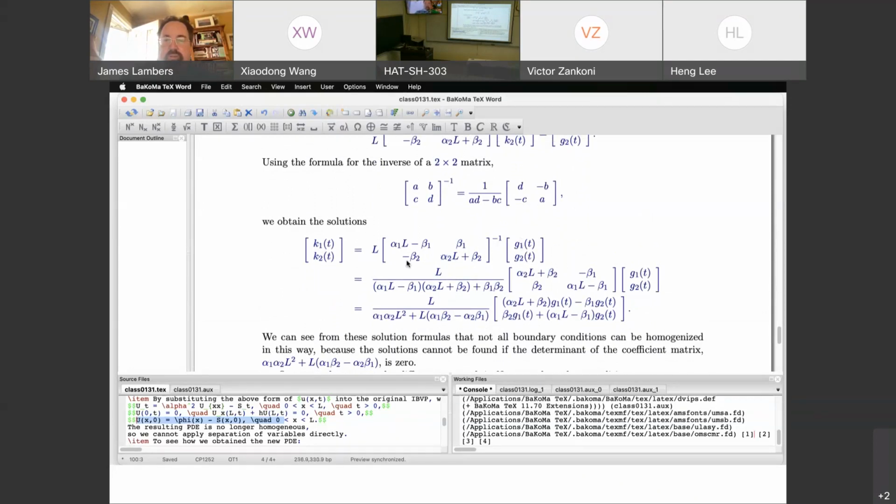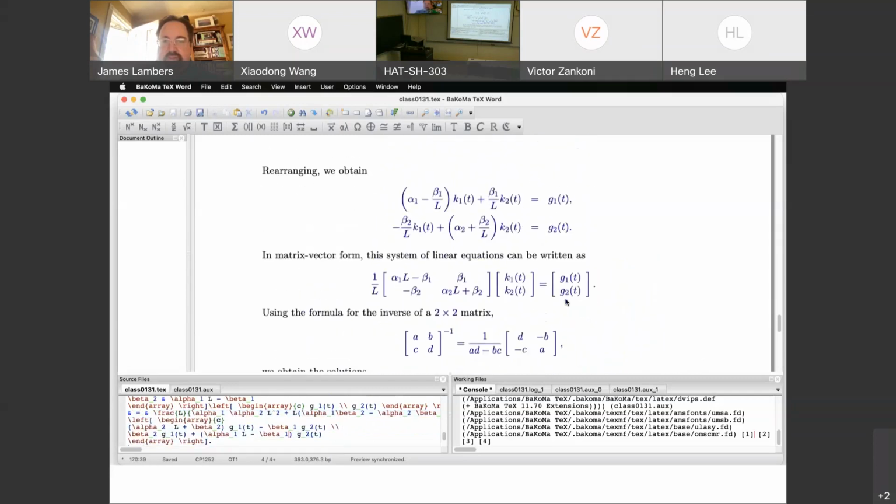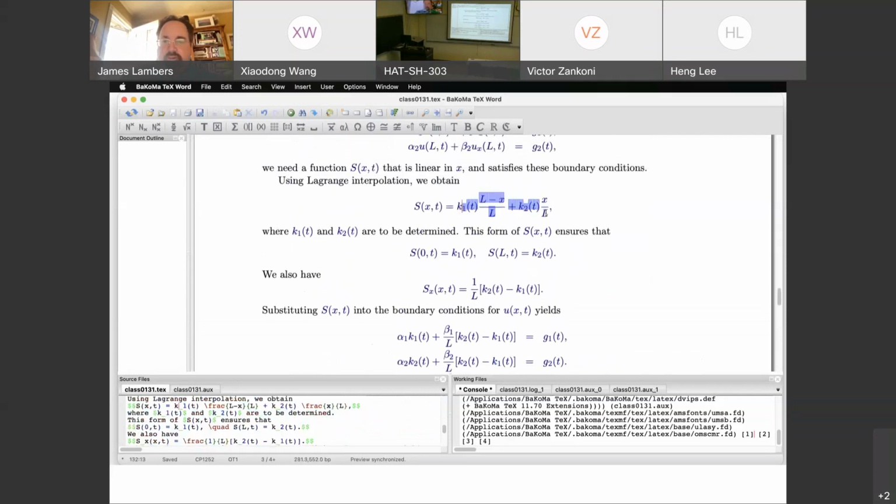For a real problem, you could jump directly to this formula for k1 and k2. You wouldn't have to go through all this. But you can take what this gives you for your particular problem, substitute those into here. So that's how you would actually apply this to a problem.